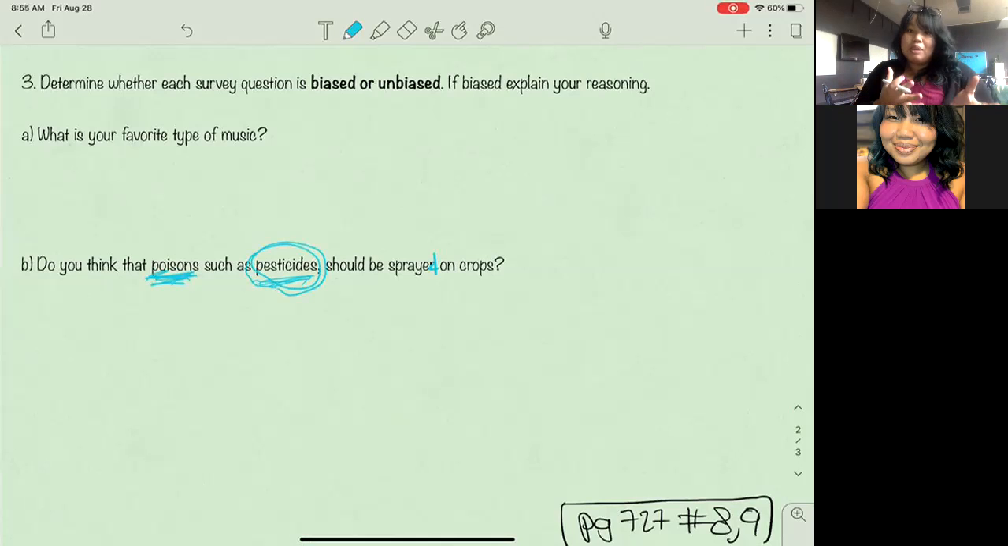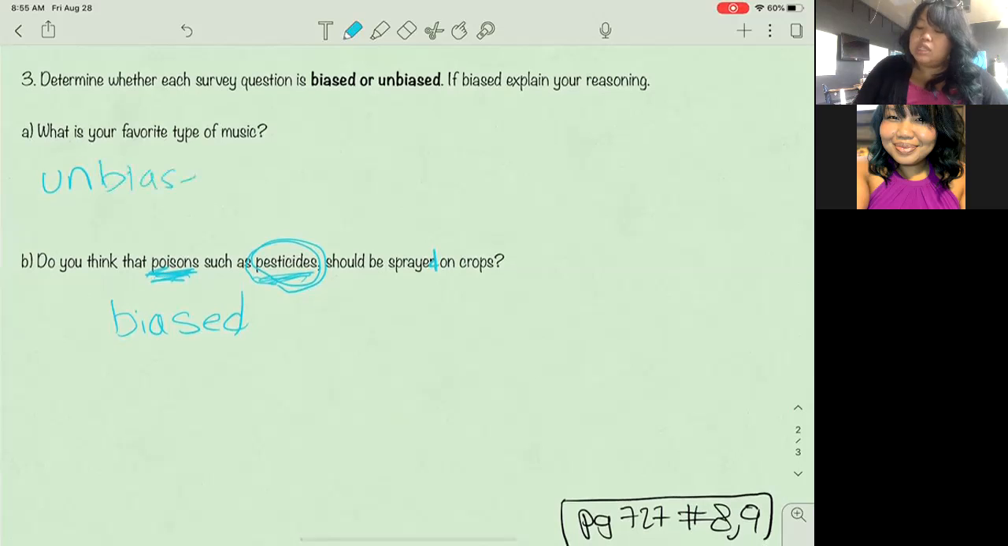Some people say this about pesticides, some people say this. Do you think that one outweighs the other and should we spray them on crops? If they only have one side, it doesn't matter if that side is true or not. If they're only moving one side, then this becomes biased. So they either need to give both sides, or they need to just stick to the foundation of the question. What is your favorite music? This is unbiased. And this is important, right?